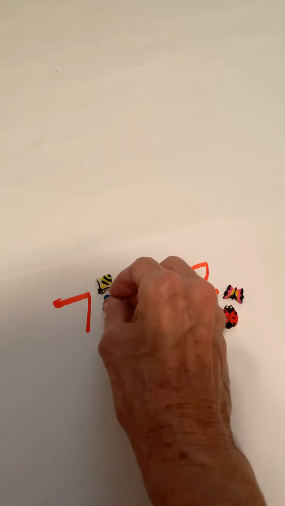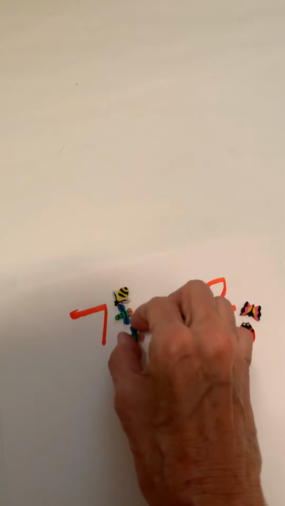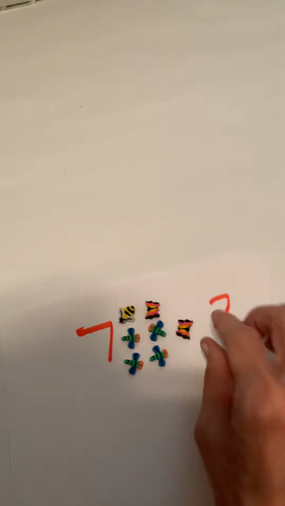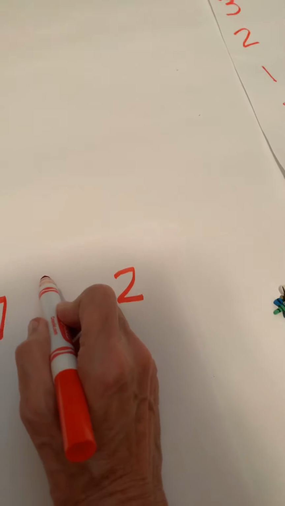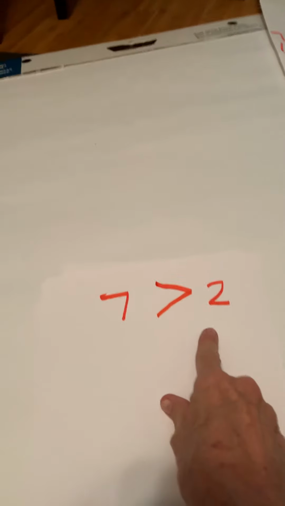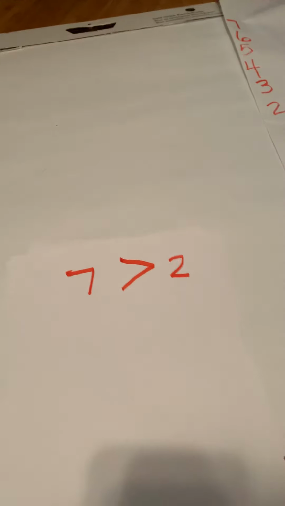1, 2, 3, 4, 5, 6, 7. Okay, which is more? You're right, the 7 is more. So, the alligator likes to eat more, so I'm going to put his mouth open to the 7. 7 is greater than 2. 7 is bigger than 2.